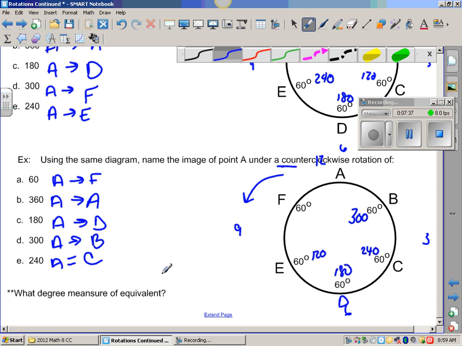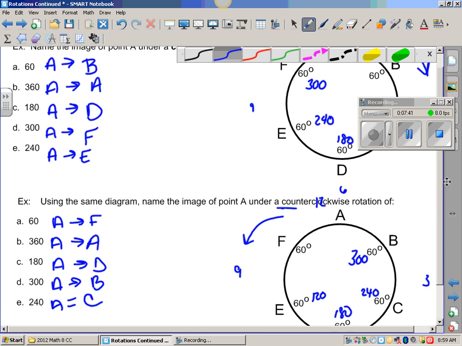Now this is a great question. What degree measures are equivalent? Well, let's check it out. This top one we went clockwise and the bottom one we went counterclockwise. So we keep talking about how important it is to make sure we're going in the right direction. But hopefully when you look this over, you're noticing that there are some similarities here. The 180 is the same. We started at A and ended up in D in both cases.